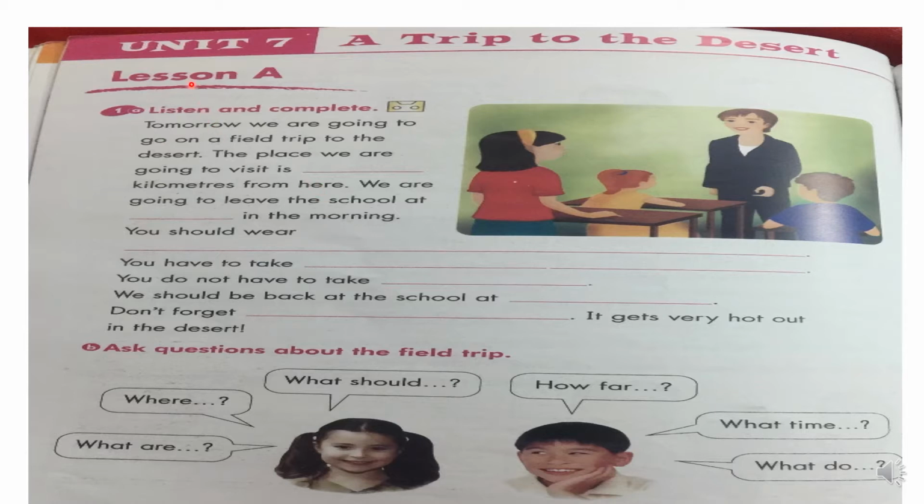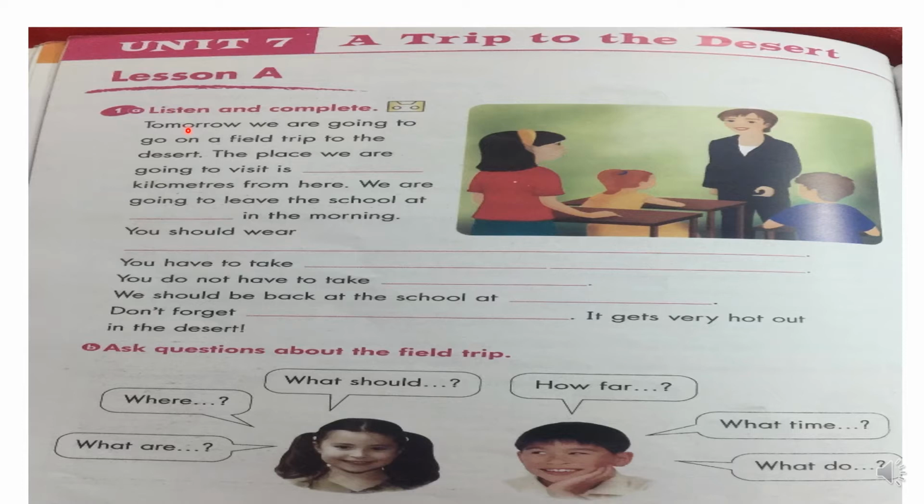Hello, my children. Today we'll start Unit 7, a trip to the desert. A trip as a journey. Sometimes your school asks you to go on a trip to a specific place. So in this unit, we will go to the desert.